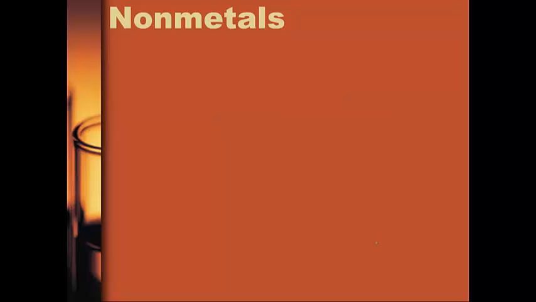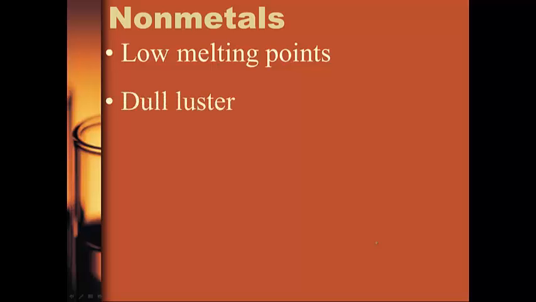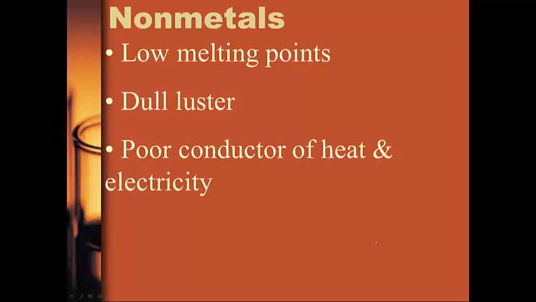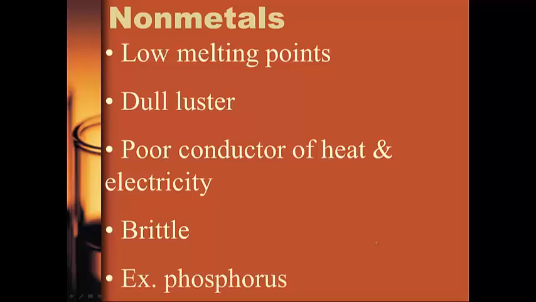Nonmetals, nonmetallic elements. What are their characteristics? Well, they all tend to have low melting points. Some of them have melting points so low that not only do they melt, they also boil, which means they're gases. They have a dull luster if they're in the solid phase. They're poor conductors of heat and electricity, and they're brittle. If you look at these characteristics, they tend to be the opposites of the metallic characteristics. An example would be something like phosphorus.